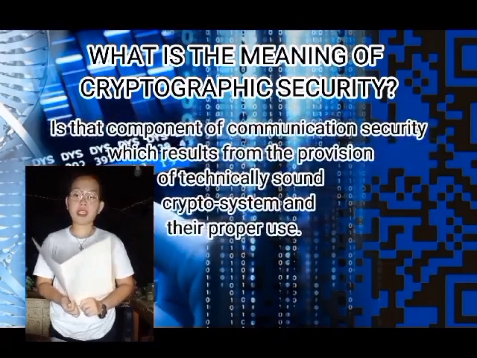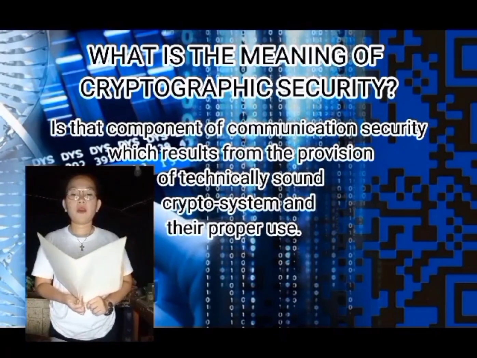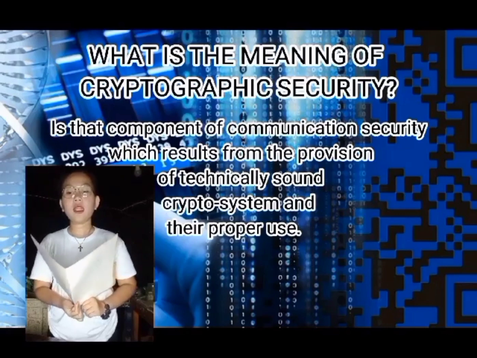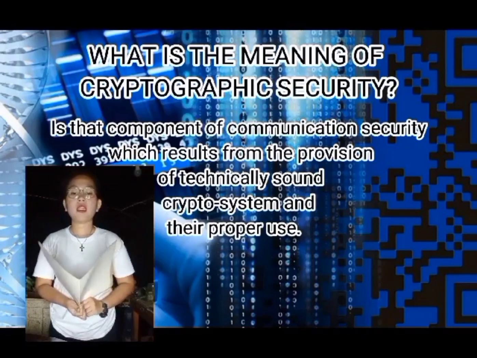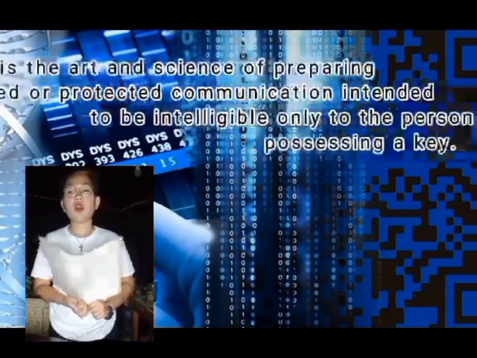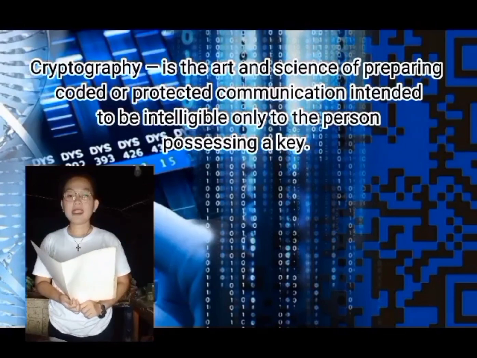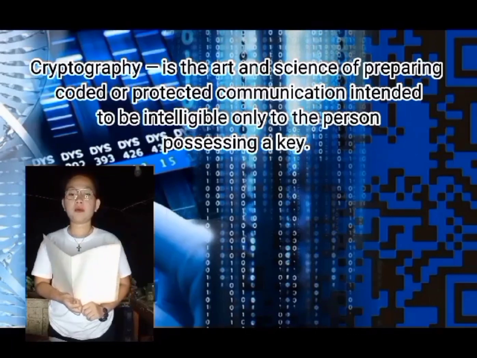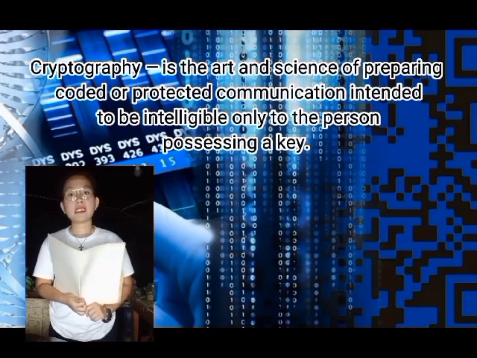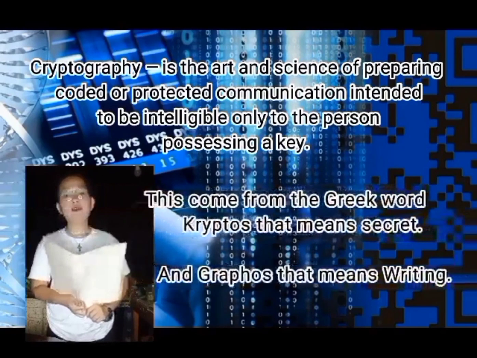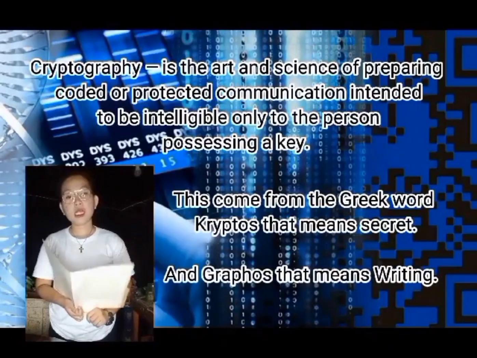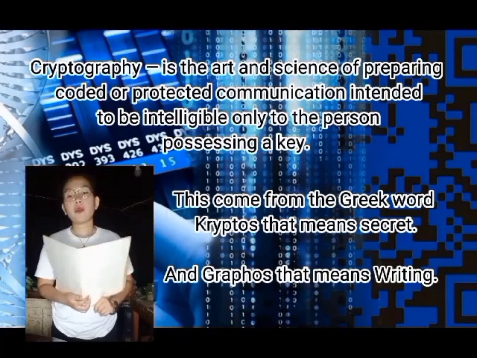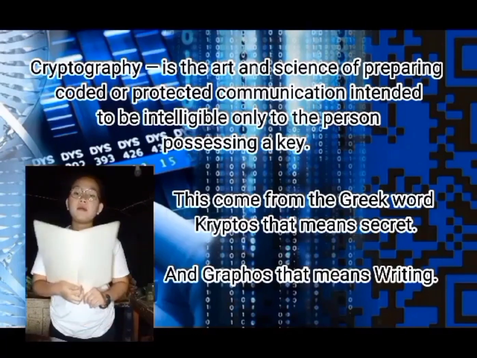So, what is the meaning of cryptographic security? Cryptographic security is the component of communication security which results from the provision of technically sound crypto systems and their proper use. Cryptography is the art and science of preparing coded or protected communication intended to be intelligible only to the person possessing the key. This comes from the Greek words kryptos, meaning secret, and graphos, meaning writing. So cryptography means secret writing.